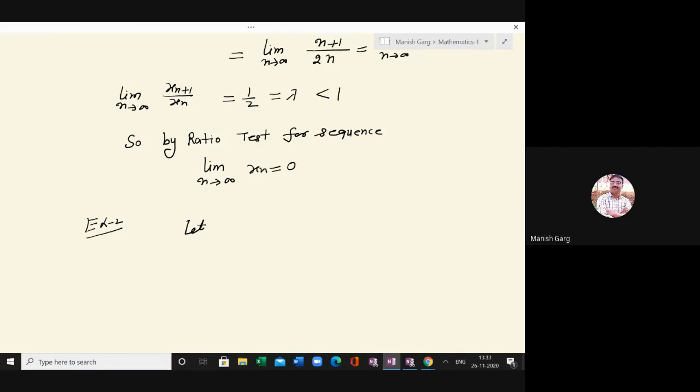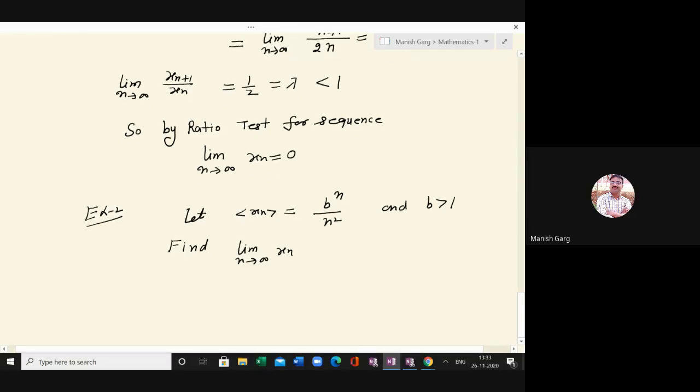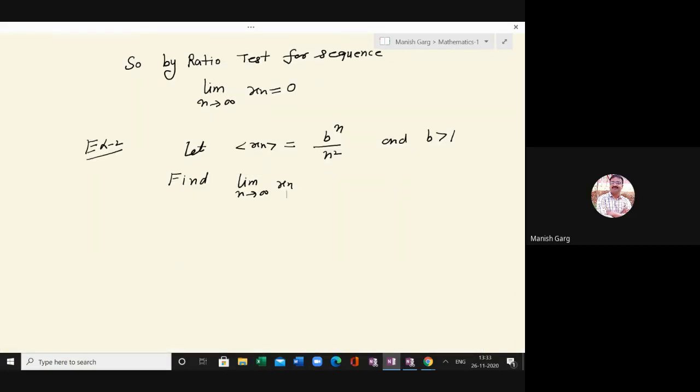So now, let you have a sequence xn. I am taking xn equal to b^n over n square, and b is greater than 1. Then find again the same question: limit n tends to infinity xn. Again you can solve by L'Hopital rule, but here I am solving by sequence. So with the help of sequence you can also find the limit of some questions.